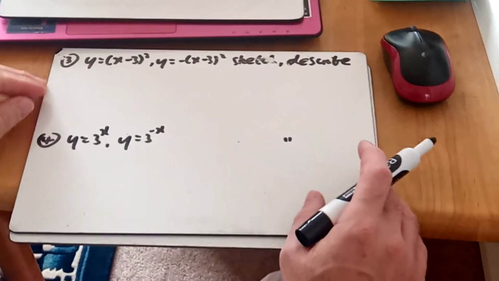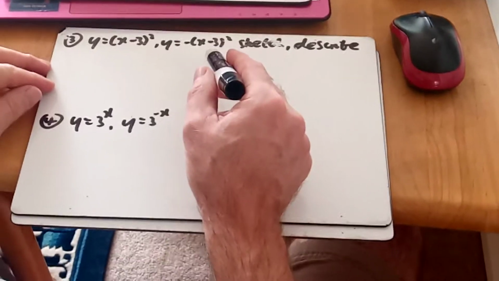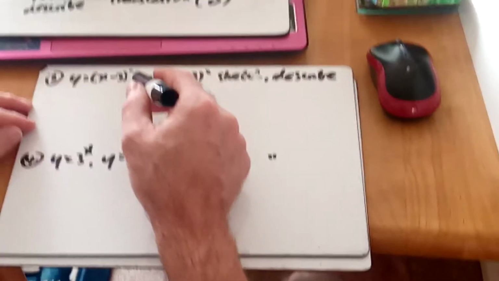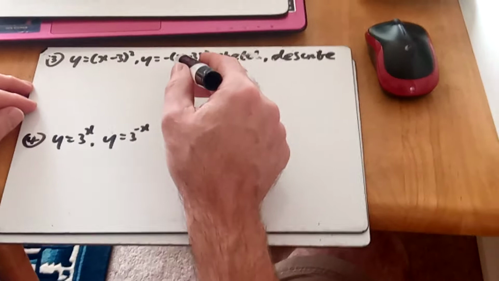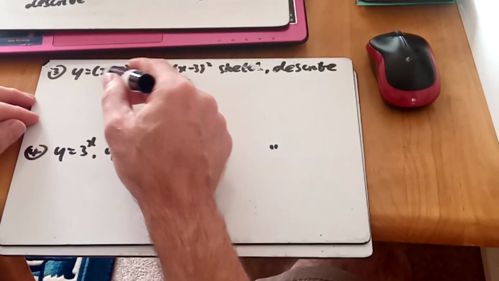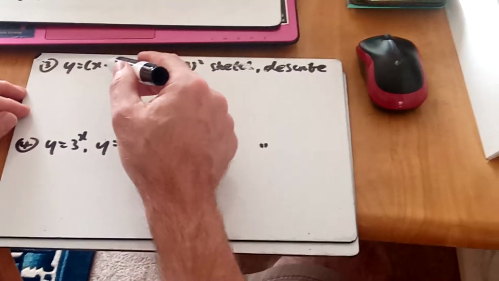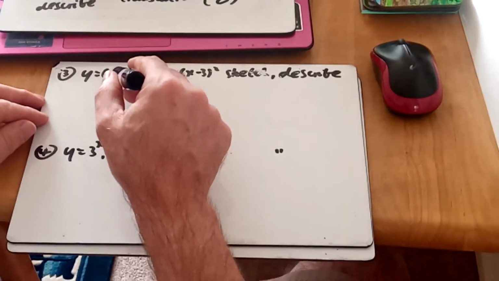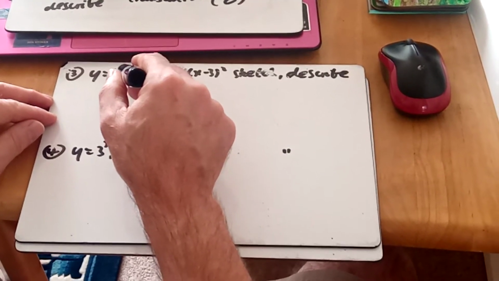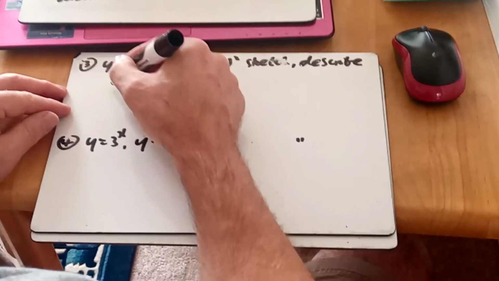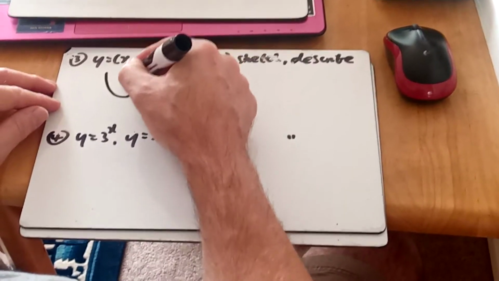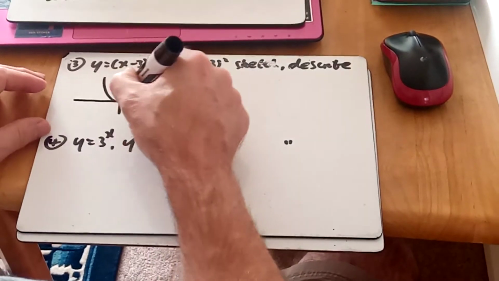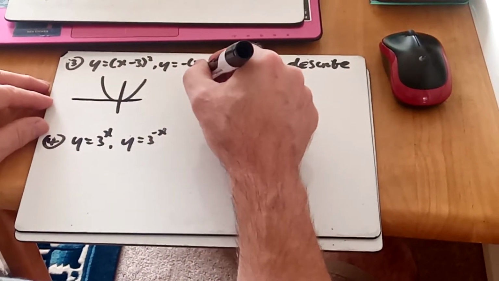A couple of sketches and descriptions. It wants, on the same set of axes, y equals (x minus 3) all squared and y equals minus (x minus 3) all squared. So this is basically a y equals x squared type curve, but the first part is a translation, in fact, because of the minus 3 in the x direction. So it's the same basic shape, like this. That's y equals x squared.